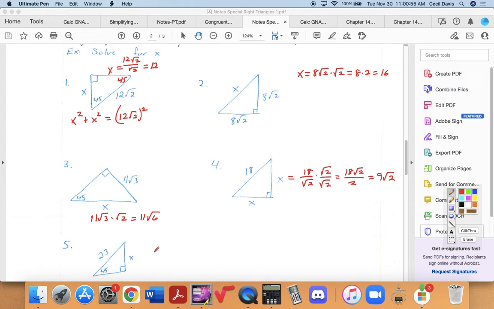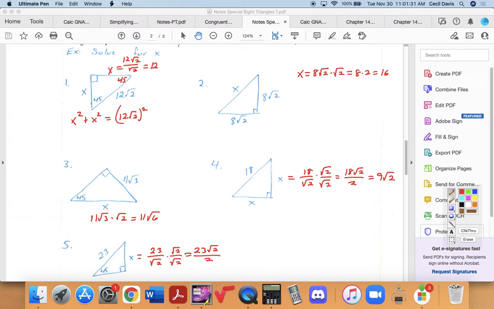Same idea on this one. The leg is the hypotenuse divided by the square root of 2 in a 45, 45, 90 triangle. I can't do the division, so I'm going to multiply by the square root of 2 over the square root of 2 to rationalize the denominator. That is, get rid of the square root on the denominator. And it's 23 square roots of 2 over 2, and we will simply leave it like that because 2 doesn't divide into 23 evenly. That's 45, 45, 90 triangles.